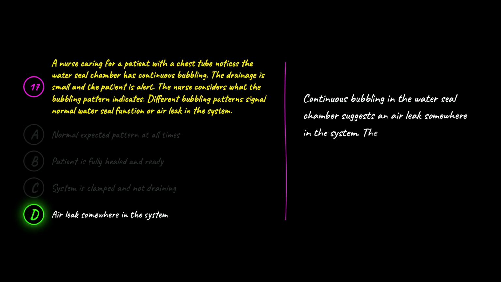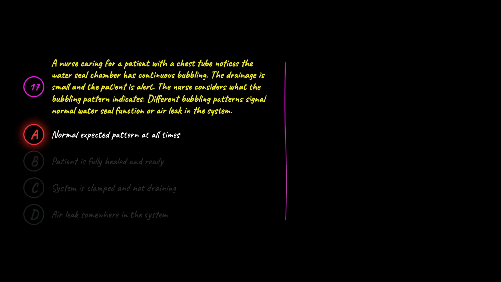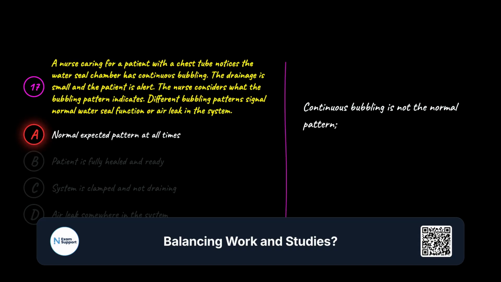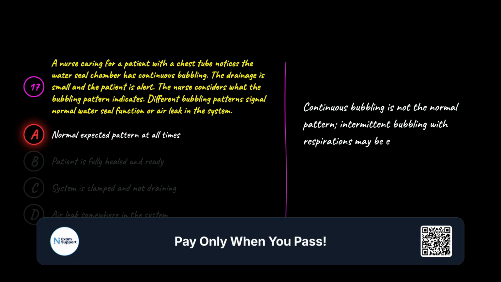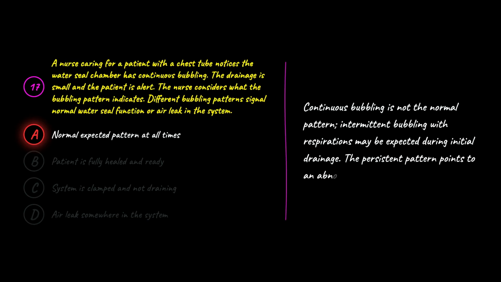The nurse traces the tubing for connection issues and notifies the provider, since the leak source must be identified and corrected. A is wrong because continuous bubbling is not the normal pattern. Intermittent bubbling with respirations may be expected during initial drainage. The persistent pattern points to an abnormal air leak that warrants investigation, not reassurance about normal function.